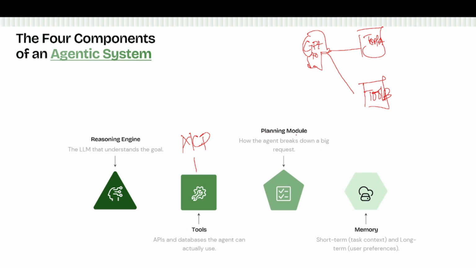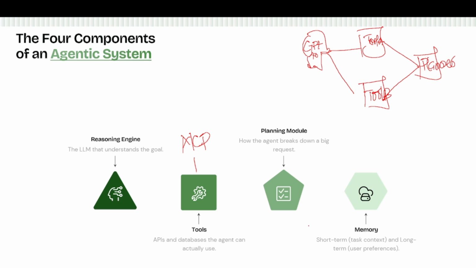And then we have the planning module. This is how the agent breaks down a big request. It has the capability of breaking down a big request into smaller tasks. So this is the planner, okay? That enables the agents to plan and everything.